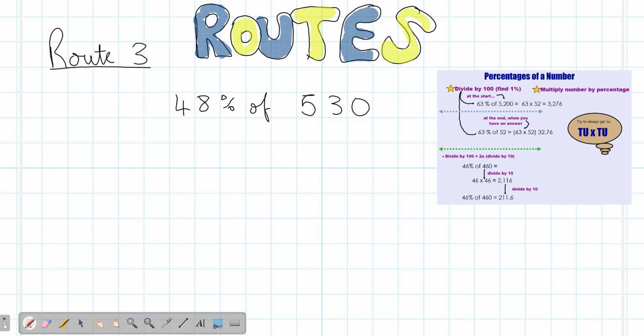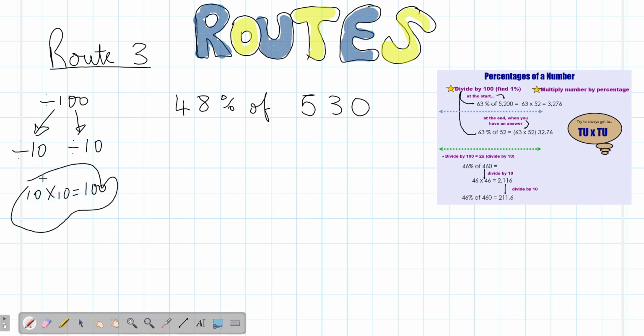Here is route 3. Here we've got 48% of 530. And route 3 is taking the divide by 100 that we need to do and breaking it into 2 divide by 10s. It's 2 divide by 10s because if you think about it, 10 times 10 is 100. So it's just remembering that, and that's why this works. So what we'll do first is 530 divided by 10. And that gives us 53. We can then multiply the 53 by 48. And once more, we do the lattice method.